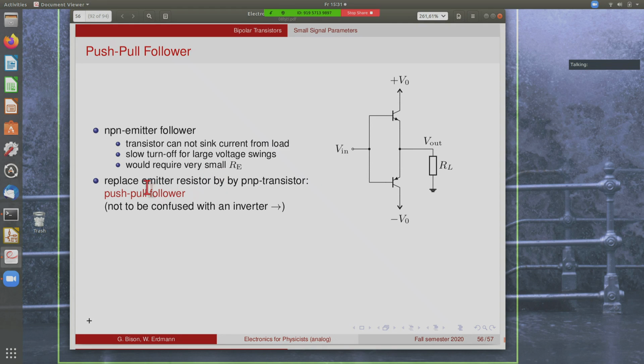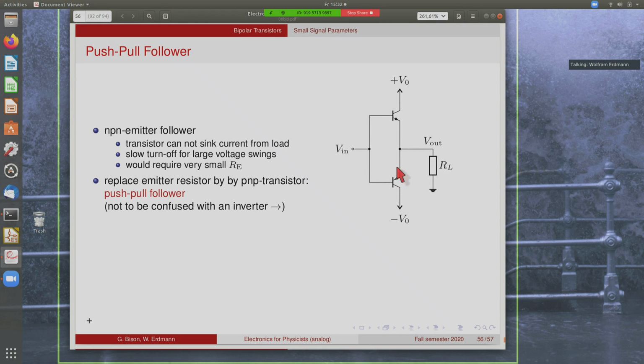So the solution is to replace this resistor by another transistor, in this case a PNP transistor, and this one can now pull the point down as well. This configuration is called a push-pull follower, because it can push and pull the load in both directions. So this one acts as a follower, and this one acts as a follower, and each one is an emitter resistor for the other one.